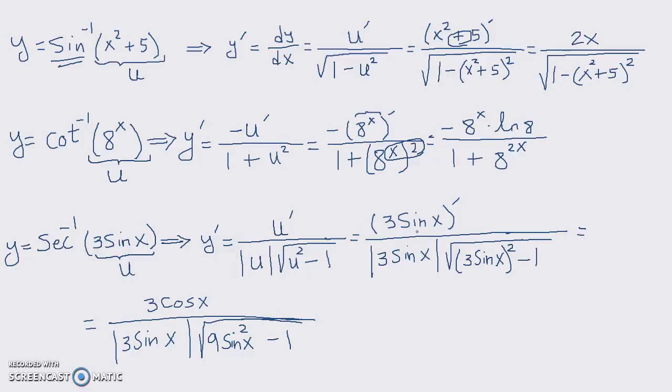So here are a few examples. I hope that by now you see that whenever there is an inverse trig function involved, we need to mark which part is u, and then we write the formula, substitute everything, wherever you see u, and then find the derivative of u in the numerator for each one.